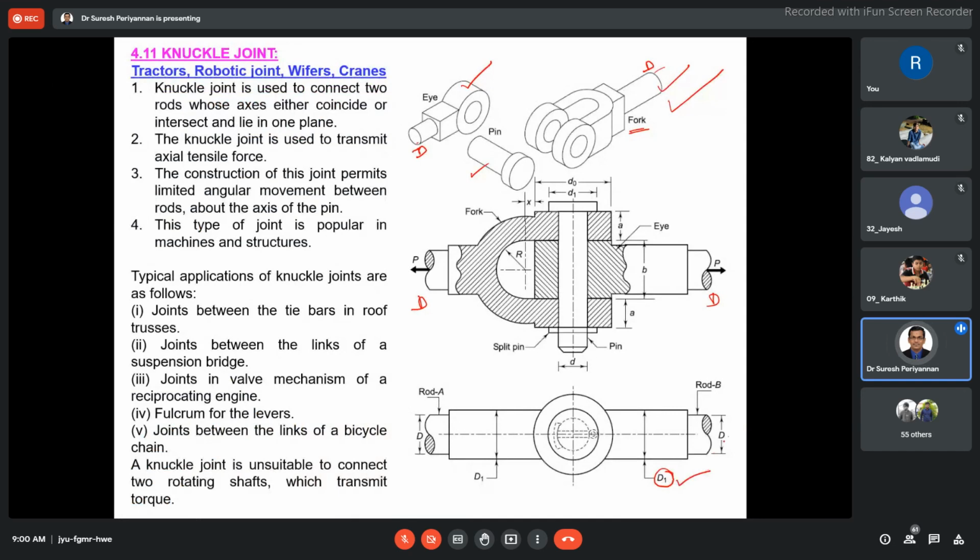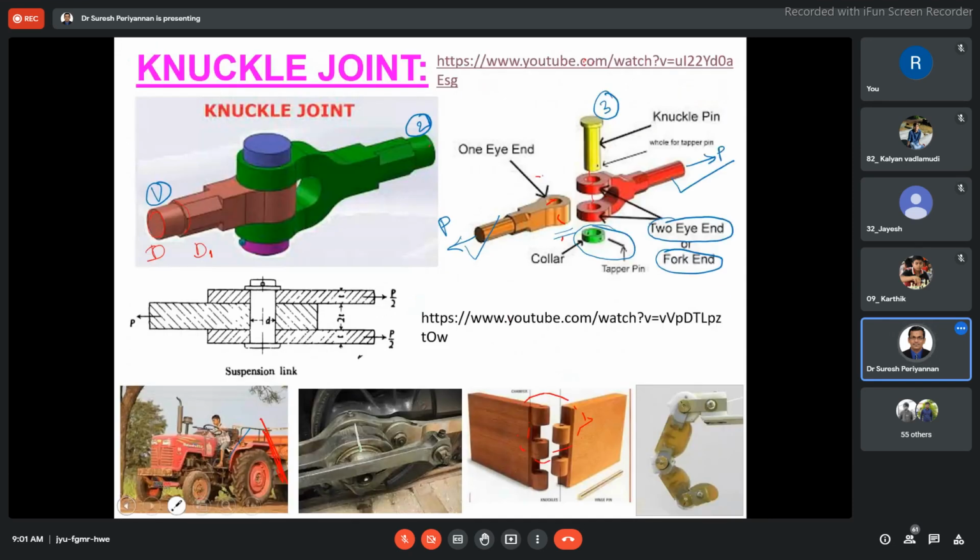This is a rod D, and this is the pin diameter D. Our knuckle pin diameter D. This is the pin head diameter D1. Pin head diameter D1. This is our fork diameter, and this region is D naught. D naught. Now, this is the thickness of the eye end. Thickness of the eye end is B. B is, in that sense, in the three-dimensional view here, this one.